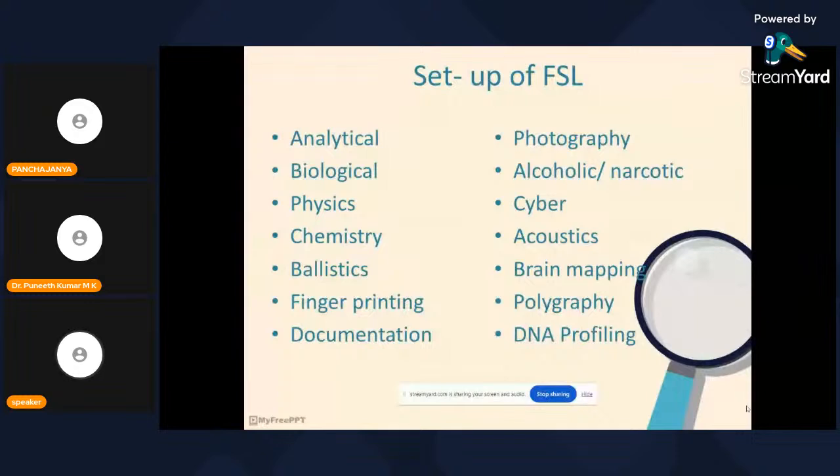And polygraphy is a lie detector machine. If a person is lying, the variations in his vitals are recorded, and that gives an idea that the person has been lying. And DNA profiling, as I have explained previously.